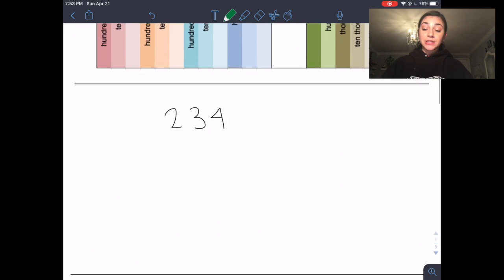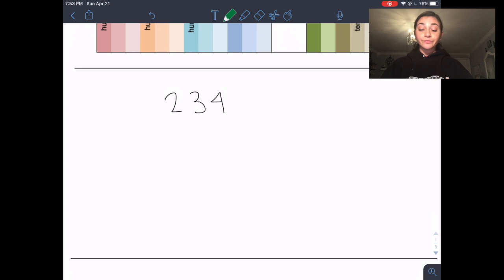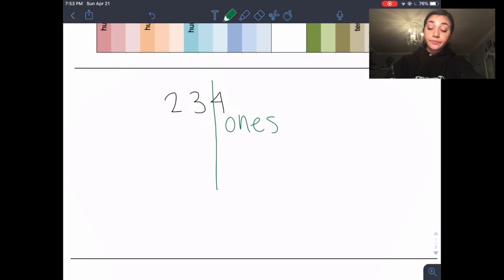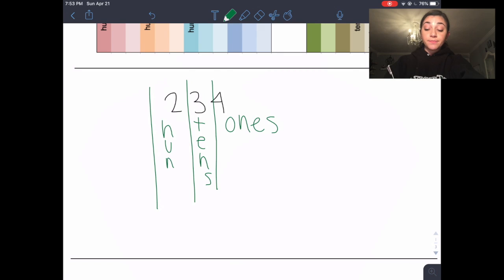So the first thing we are going to do is find the place values of 234. Right here, the number all the way to the right will always be your ones place. Right to the left of your ones place will be your tens, and to the left of that will be your hundreds. A lot of this is memorizing it, but I will show you where that comes from.